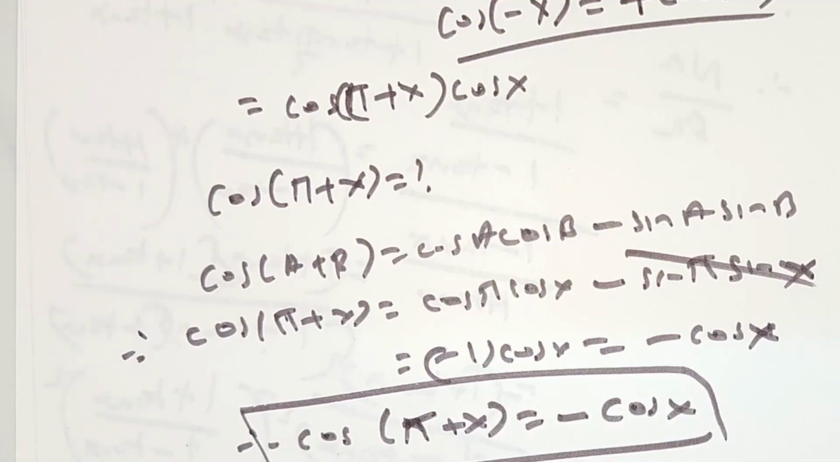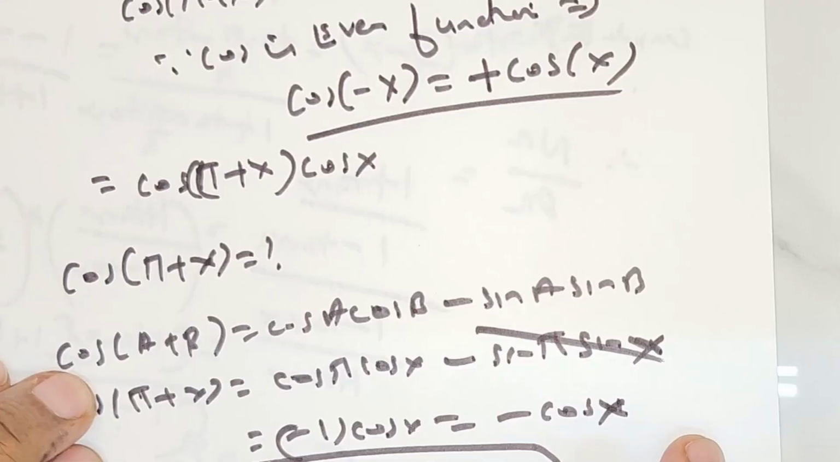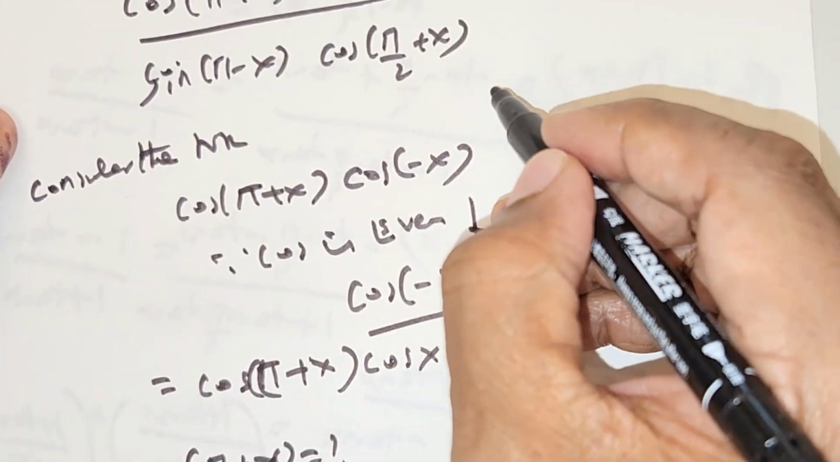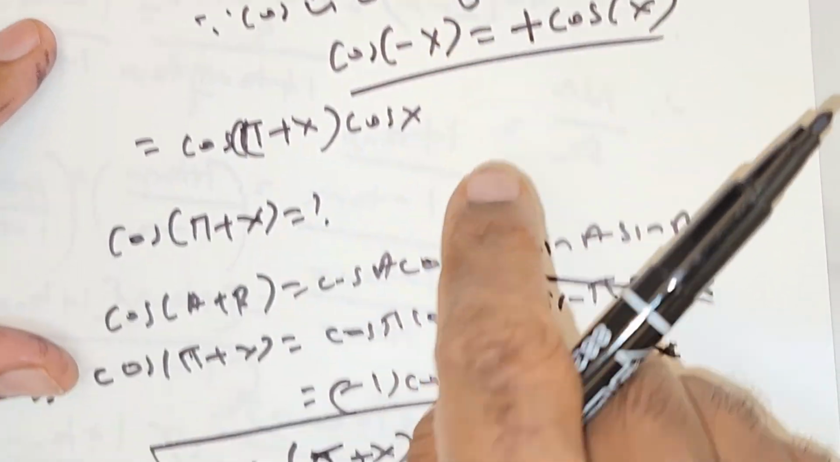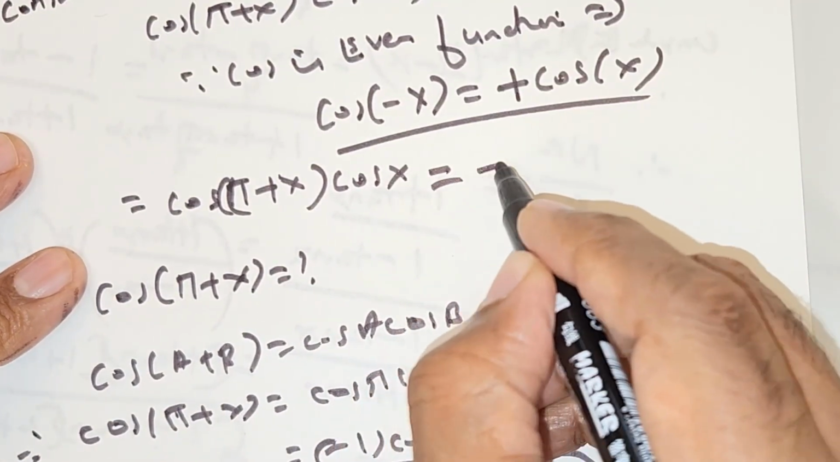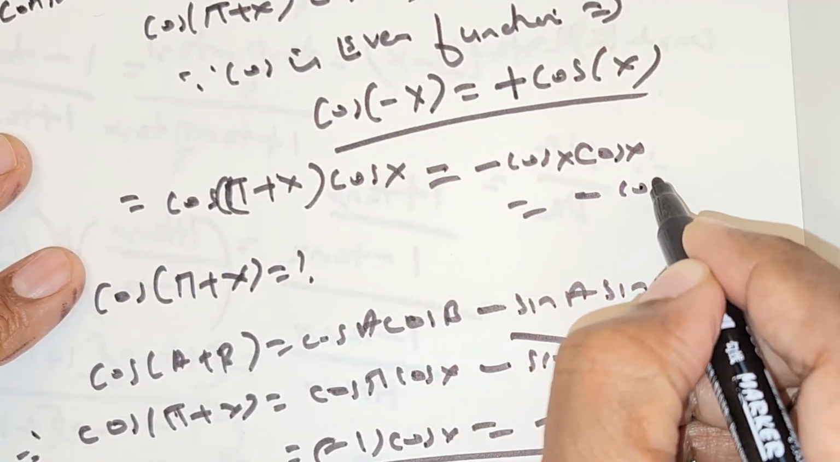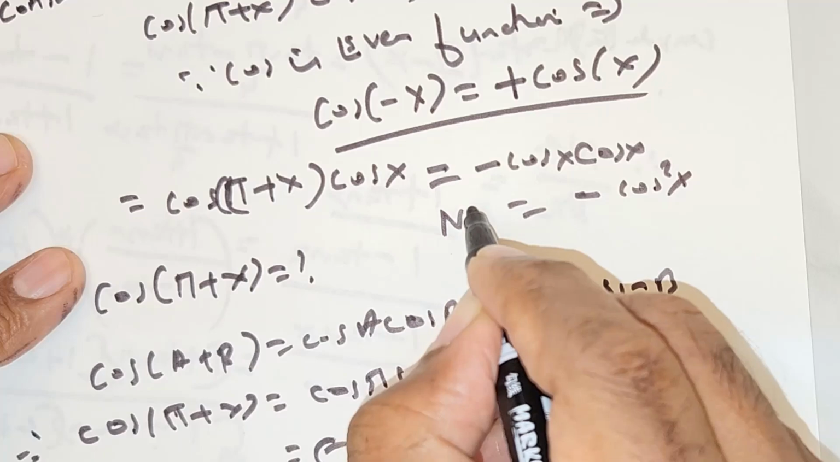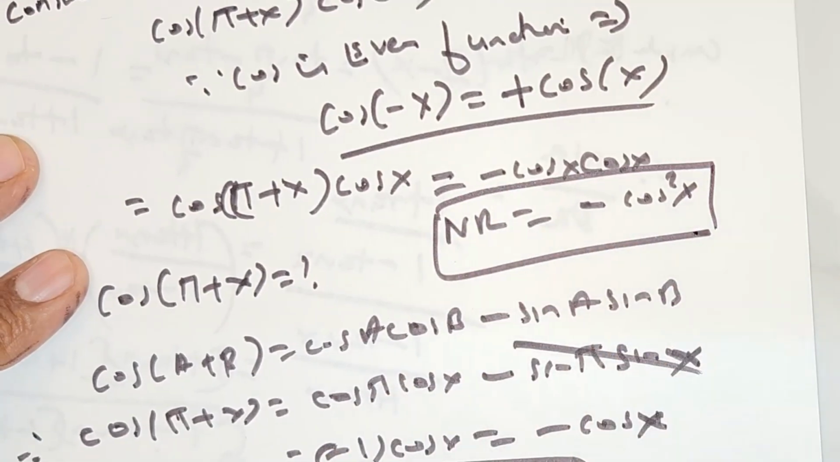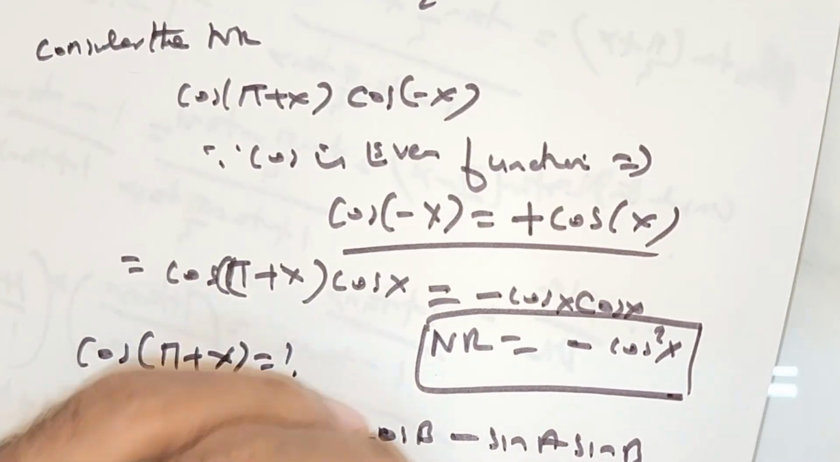So having given you this, let's go on to the numerator. So the total numerator value will be, okay, you take this value and you substitute it here. So this is equal to -cos x times cos x, which is nothing but -cos squared x. This is my numerator. Okay, so having got that numerator, let me go to the denominator.